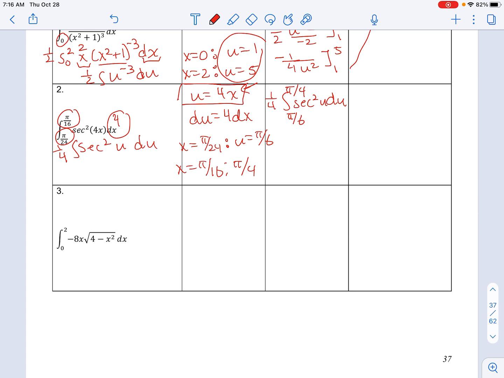So I can take the antiderivative. The antiderivative of secant squared is tangent. There are my new bounds, and I get 1/4. Tangent of pi over 4 is 1. Tangent of pi over 6 is root 3 over 3.